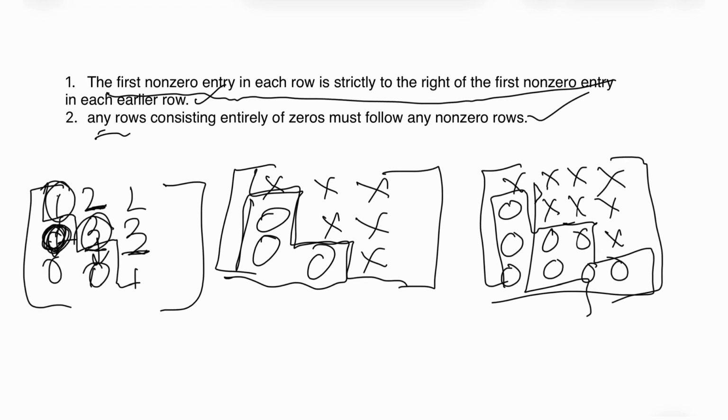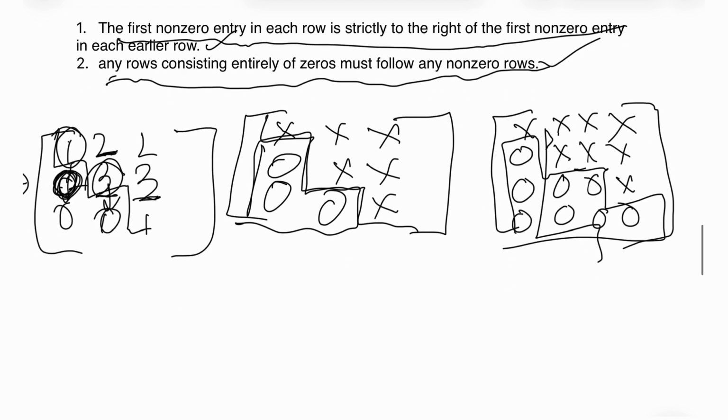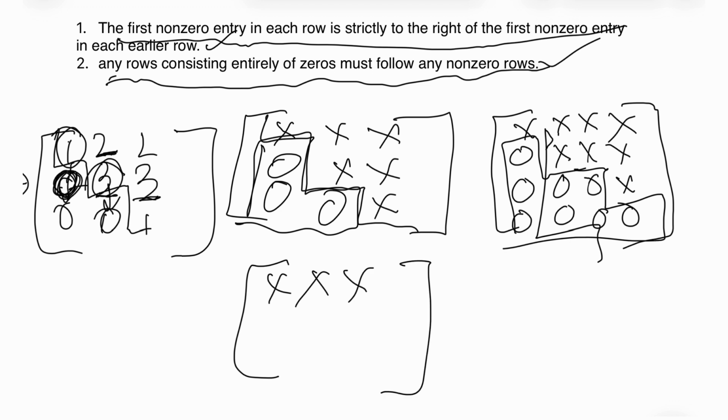The second rule: any rows consisting entirely of zeros must follow any non-zero rows. This basically means you can't just insert a bunch of zeros anywhere. It has to be after. So it can't be 0 like right here.